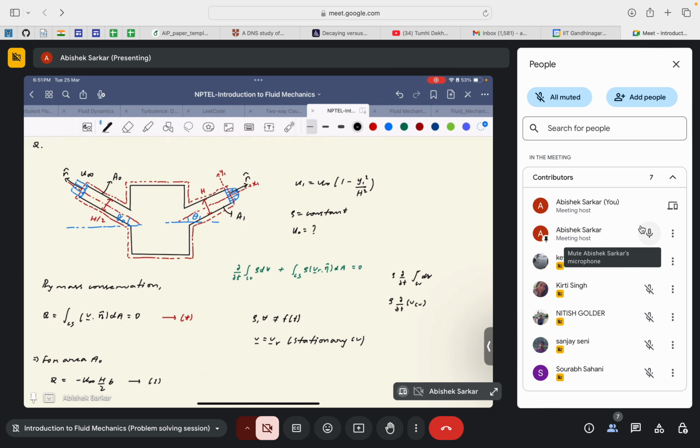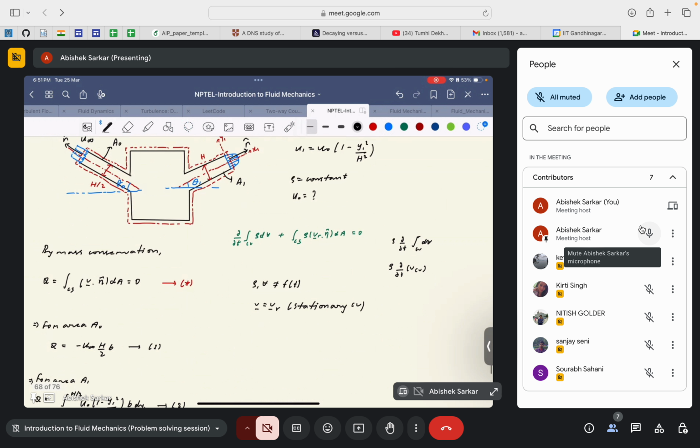Now since V is not a function of time, since this is a rigid container and the control volume that we have chosen is not changing with time, the control volume is not a function of time. That's why this will be equal to 0.